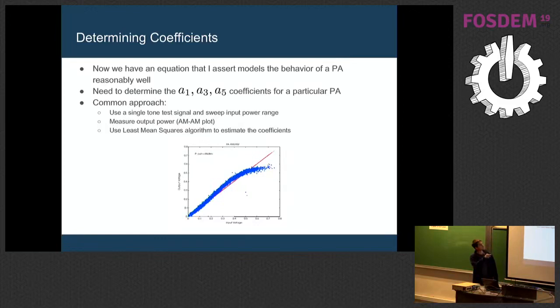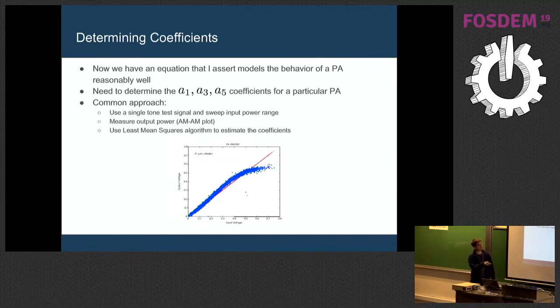So we need to determine these coefficients, the alpha 1, 3, 5, and as many as you think you need. The common approach is to put in a single test tone at very low amplitude, at basically the minimum amplitude that your expected input signal is going to be at, and sweep that to the maximum amplitude of your input signal.